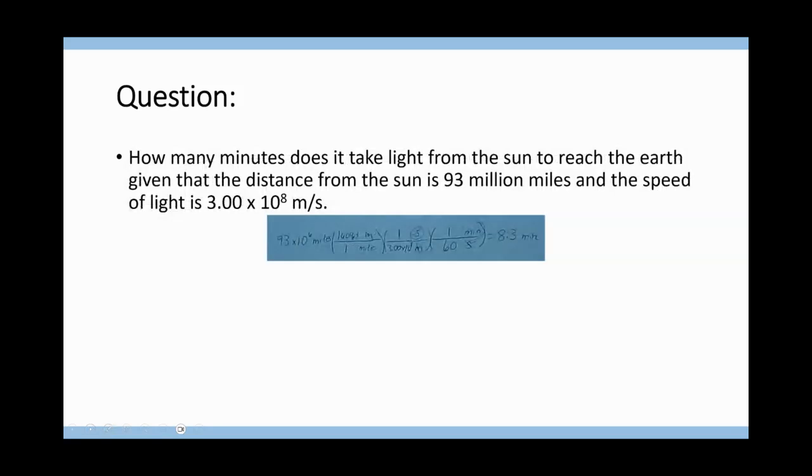One more example here. How many minutes does it take light from the sun to reach the Earth, given that the distance from the sun is 93 million miles, and the speed of light is 3 times 10 to the 8th meters per second? Okay, so we have the speed of light, and we're trying to find how long it takes light to reach the Earth, and we know how far the sun is from the Earth. So our end unit should be minutes.